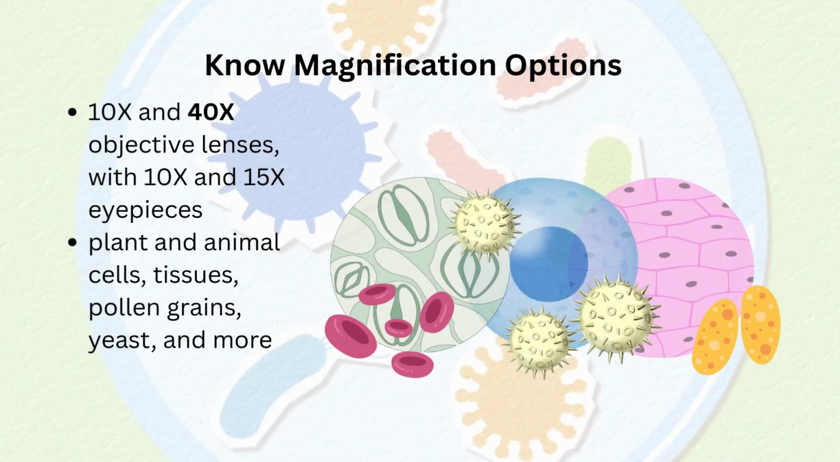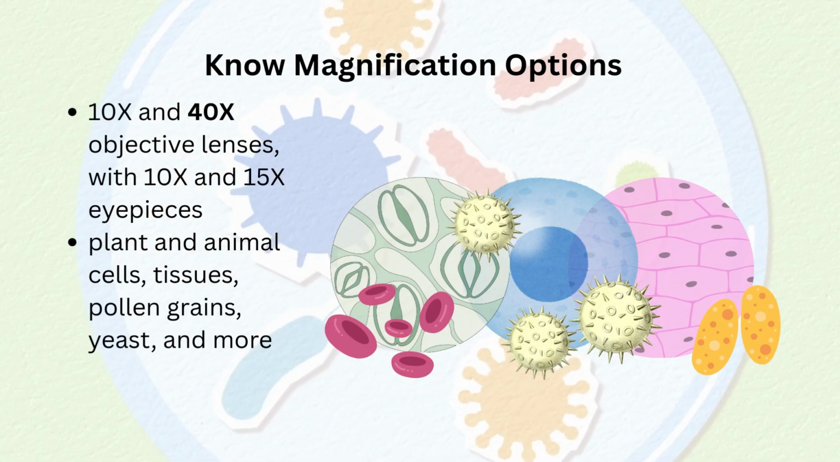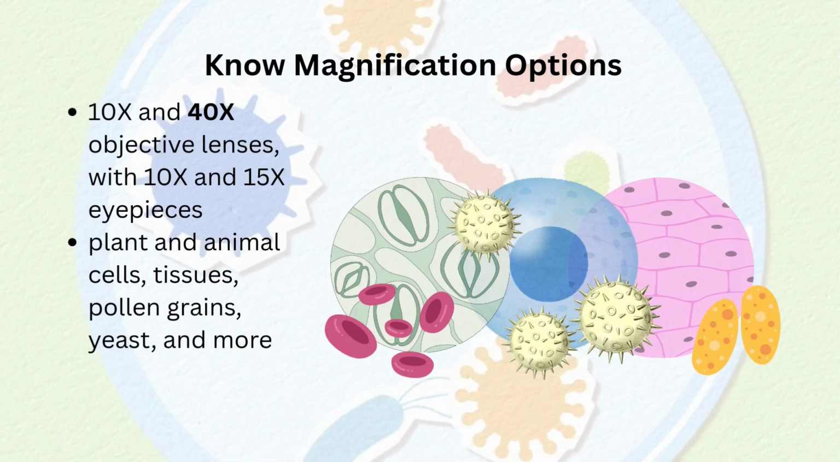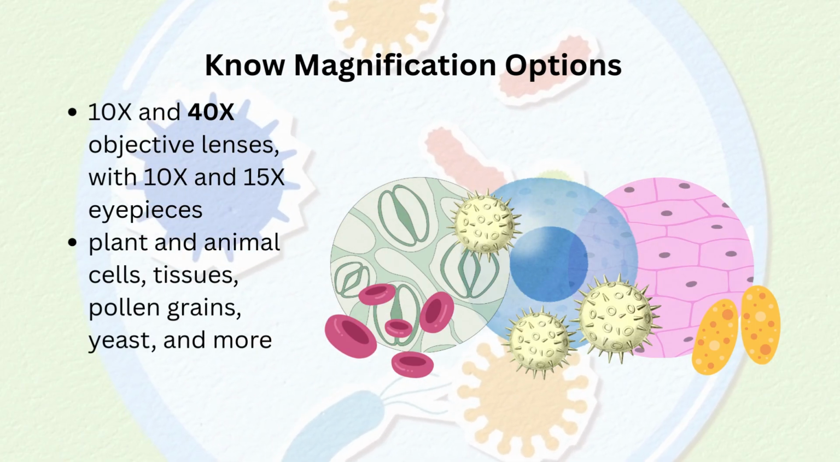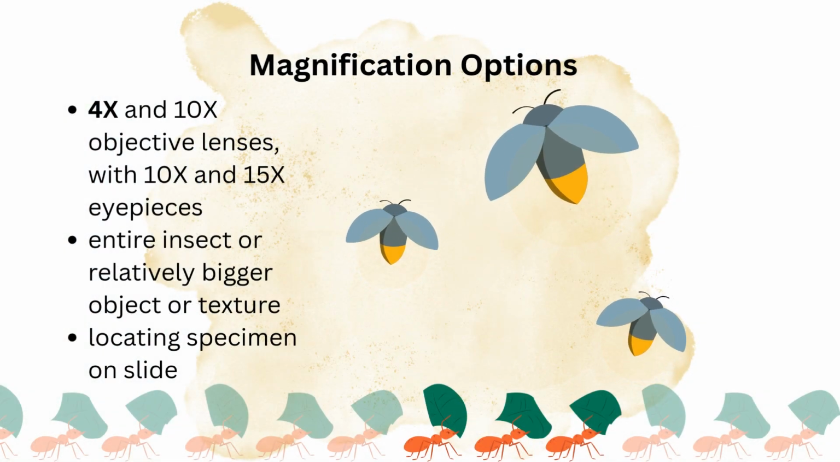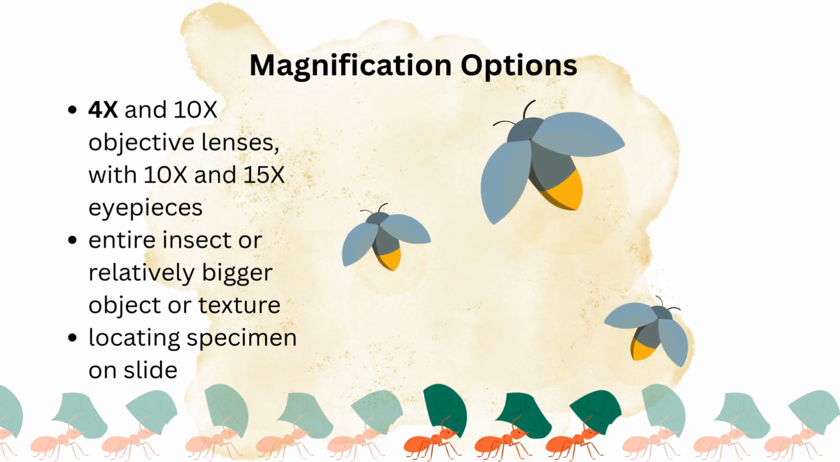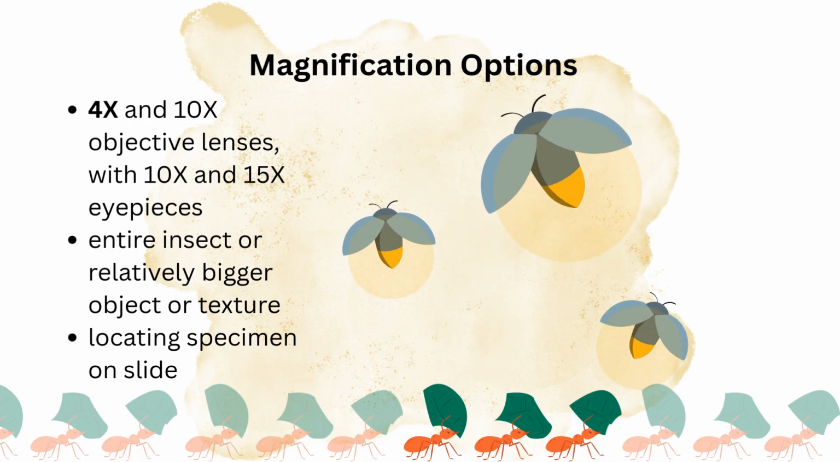The microscope we'll be using for this course has a 10x and 40x objective lens and 10x and 15x eyepiece. It can be used for seeing plant and animal cells, tissues, pollen grains, yeast and more. If you have a 4x lens, it will be useful for ease of locating specimen on the slide and for seeing an entire insect or a relatively bigger object or texture.